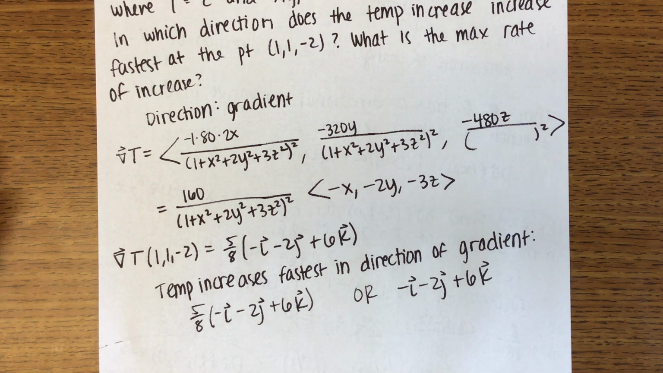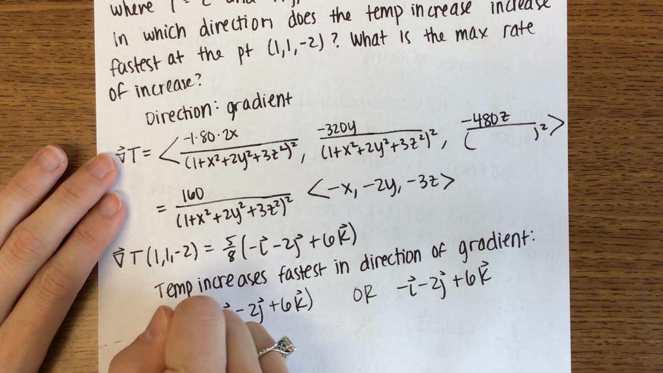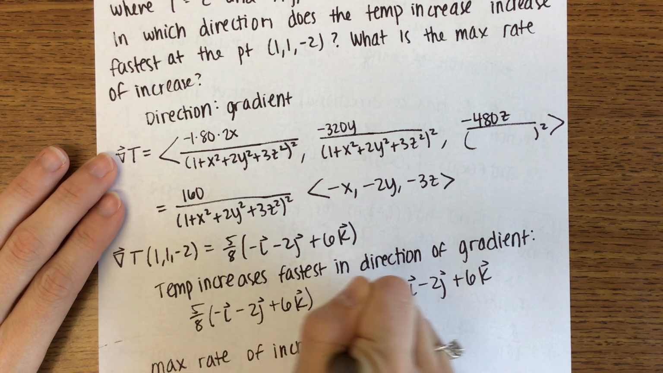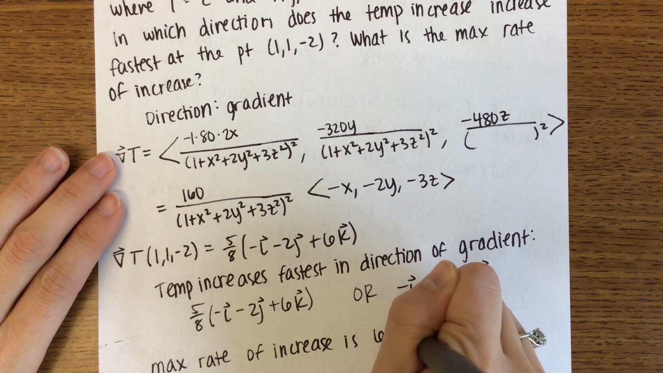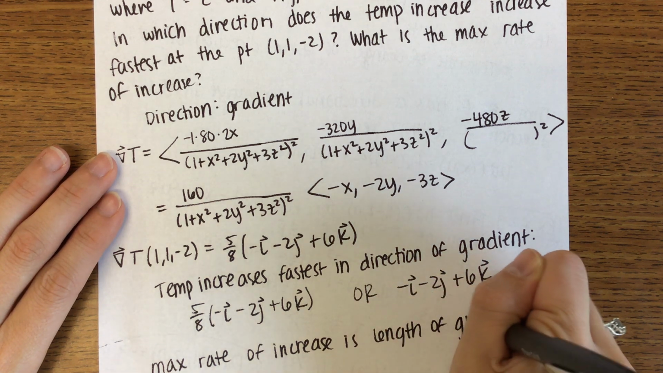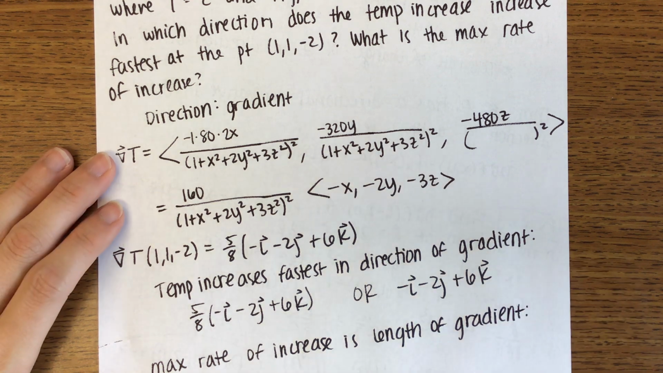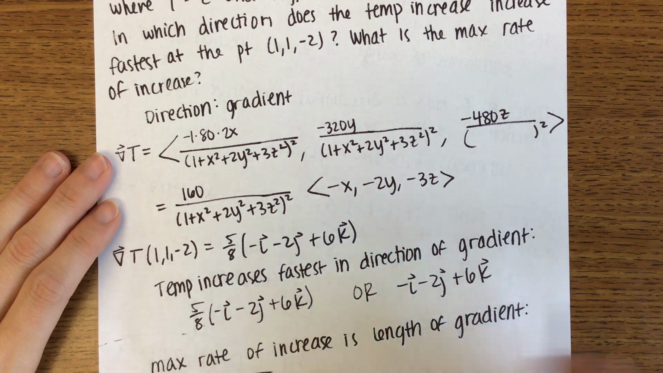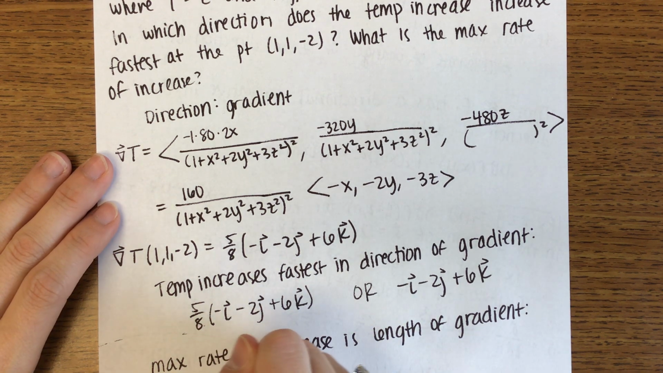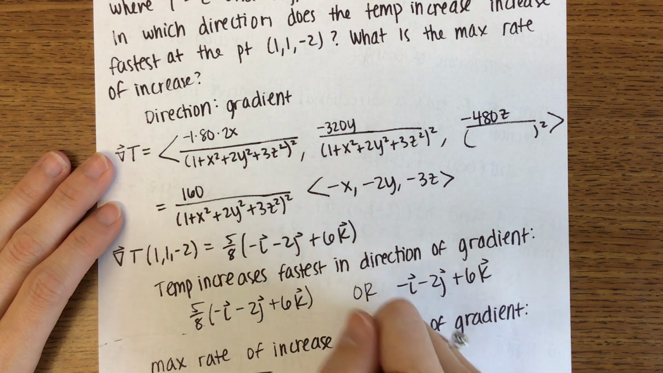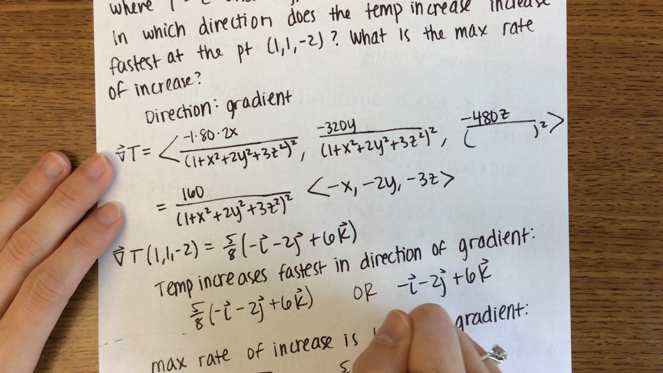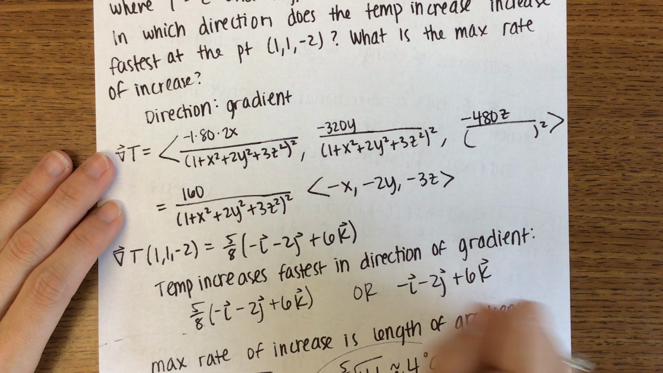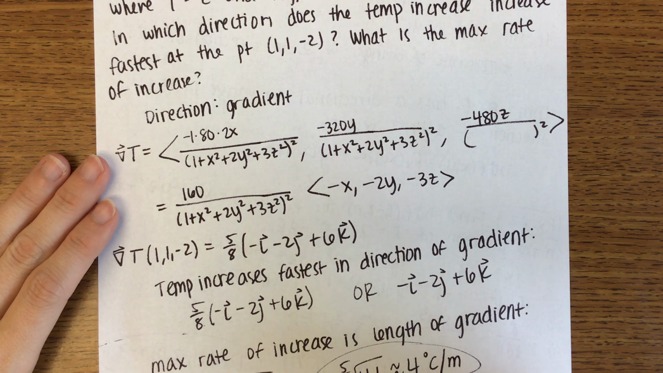So then our maximum rate of increase is the length of the gradient. This time, make sure you actually use the gradient. So it would be 5/8 and then the square root of 1, add 4, add 36. So that's 5/8 times the square root of 41, which is about 4 degrees per meter.